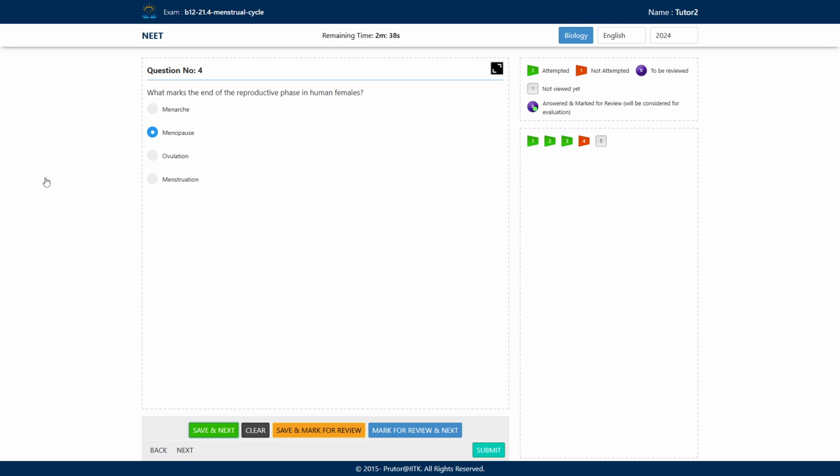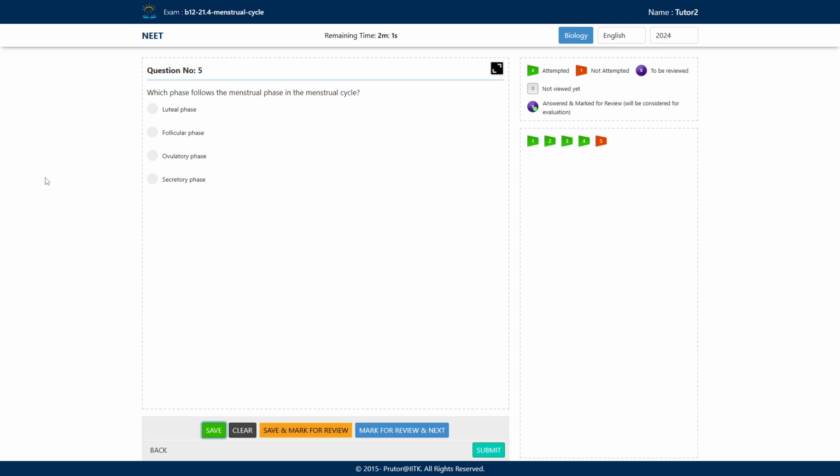Here the correct answer will be menopause. Menopause is the cessation of the menstrual cycle, meaning when the menstrual cycle stops. Menarche is when the menstrual cycle begins at puberty. So the time between menarche and menopause is the reproductive phase. Menopause is the end of the reproductive phase. Ovulation is the release of the egg from the ovaries, and menstruation means the bleeding, the menstrual phase. It occurs due to the shedding of the endometrium.